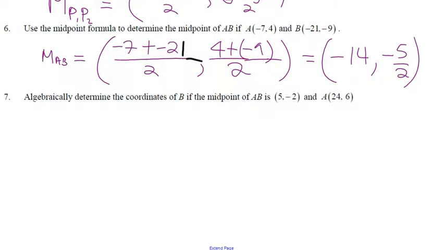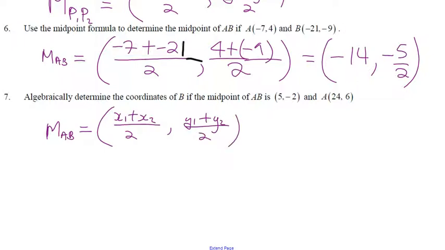Algebraically, determine the coordinates of B if the midpoint of AB is 5, -2, and A is 24, 6. All right, let's pull out the formula this time. And let's substitute into the formula. So what's the midpoint of AB? 5, -2.